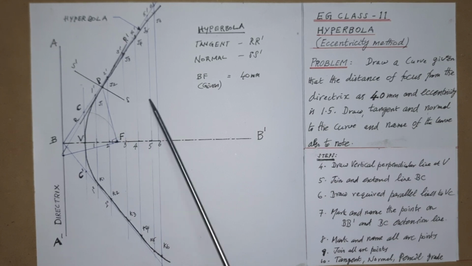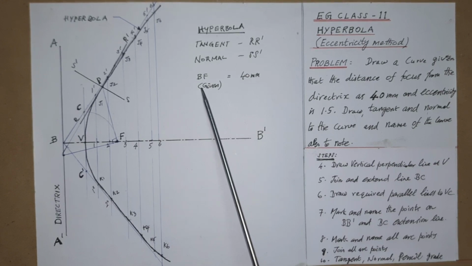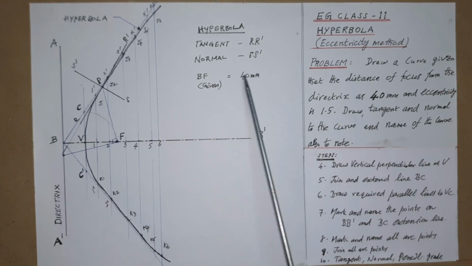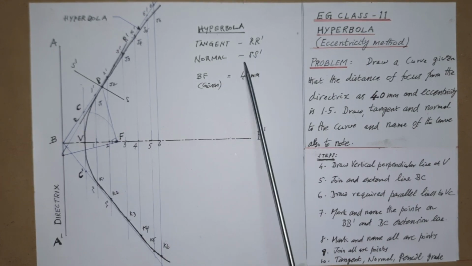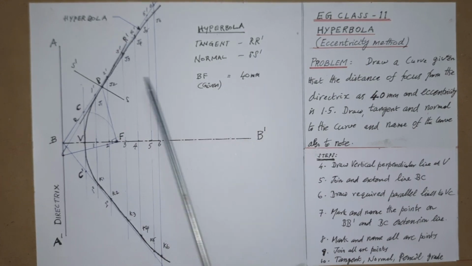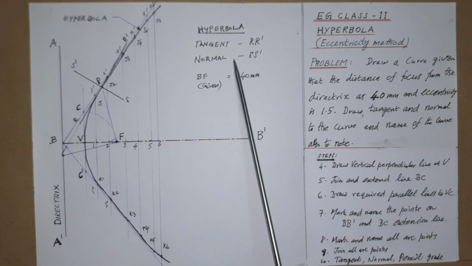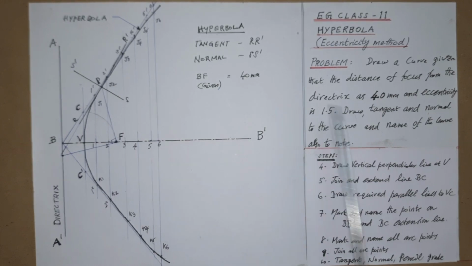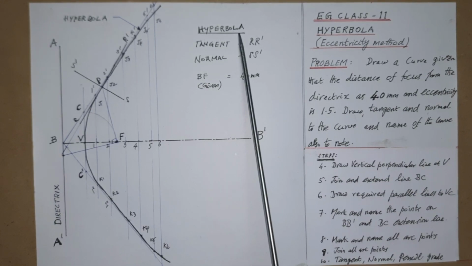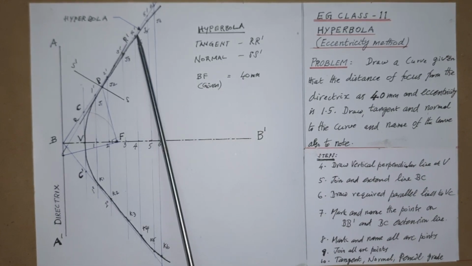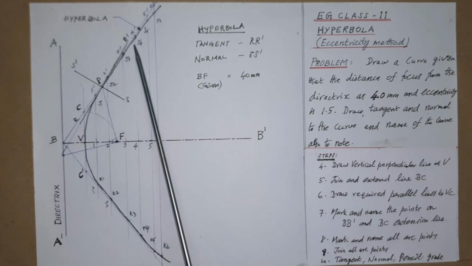Then the given dimension BF 40 millimeter, and the tangent and normal, RR dash and SS dash, as noted here, should be noted separately. Then another one, the name of the curve has been asked, that should also be noted here, and it may be shown here as hyperbola.